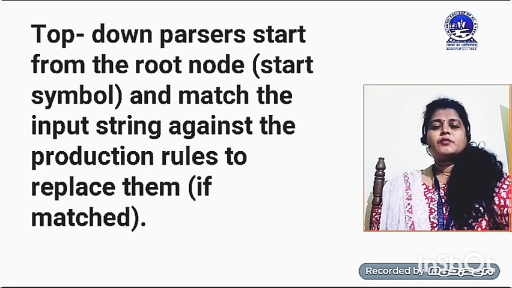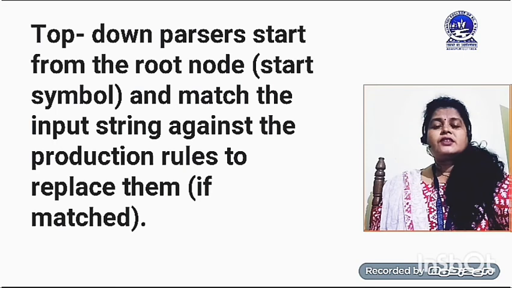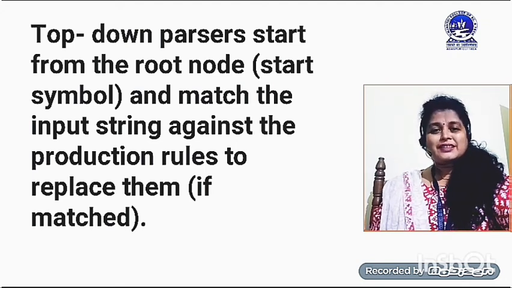For example, suppose you are doing a task and the task consists of a number of subtasks, and you are doing the subtasks one by one. Suppose at a particular point you realize that there is no valid output. You are not getting a valid output. At that time, what will you do? You will go back and choose some alternative way. Exactly this is what happens in backtracking, and backtracking is used in top-down parsing.